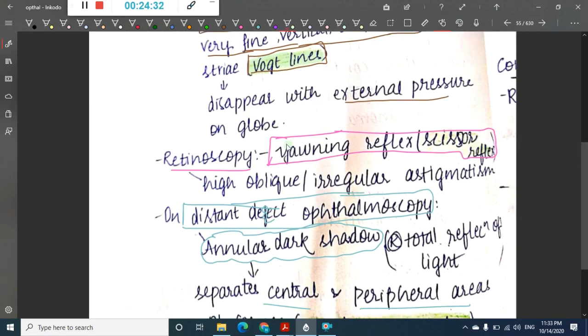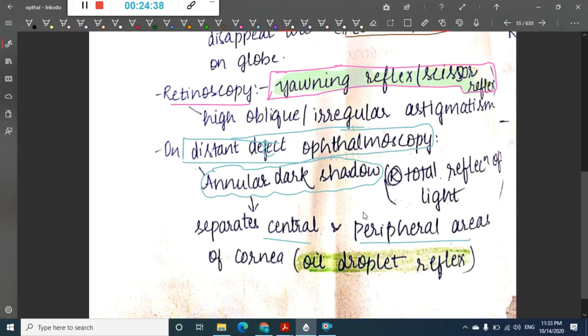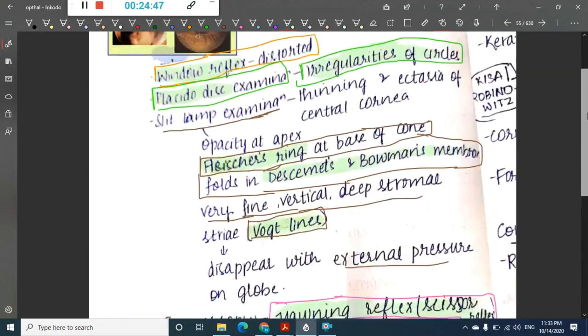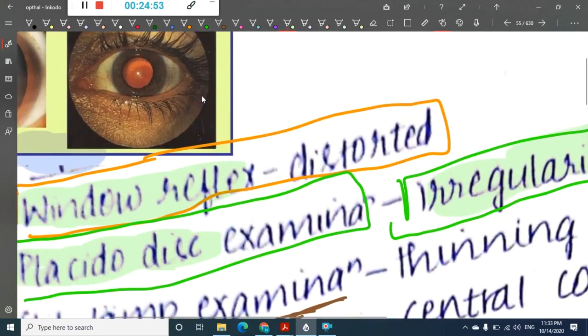On retinoscopy, you see the yawning reflex or scissoring reflex. On distant direct ophthalmoscopy, you see an annular dark shadow which separates the central and peripheral areas, thus resulting in the oil droplet reflex. I will show you the pictures also. See, in this we have the oil droplet sign and scissoring sign.